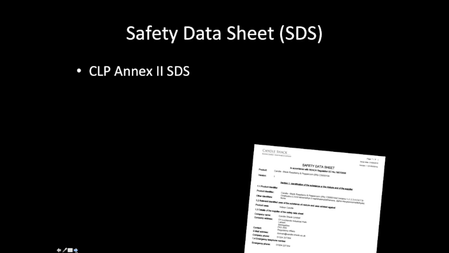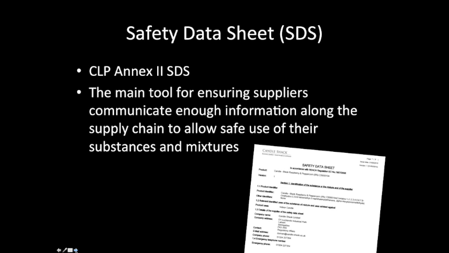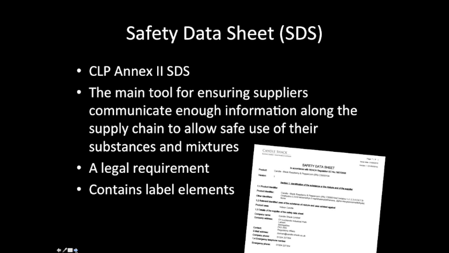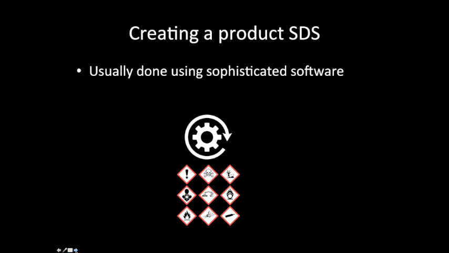Central to CLP is the safety data sheet, also referred to under CLP as the Annex 2 SDS. The SDS is the main tool for ensuring suppliers communicate enough information along the supply chain to allow safe use of their substances and mixtures. It is a legal requirement to provide an SDS on demand from a downstream user of your product, so you must have one available. Importantly, the SDS also contains the elements that will be required on your CLP labelling. More on that later. So what is required to create a product safety data sheet?